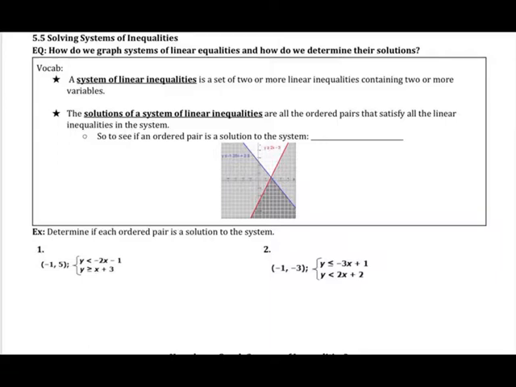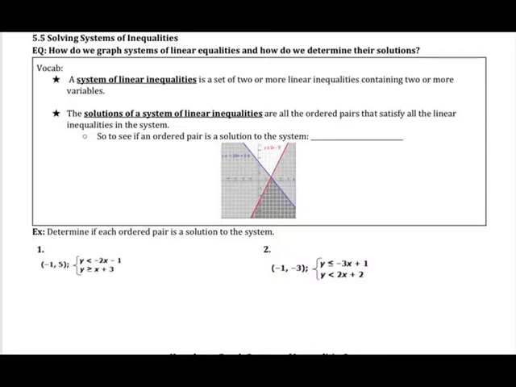The last section in Unit 5 is about a system of inequalities. So we've talked about lines, we've talked about linear inequalities, we've talked about systems of equations, and now we're going to tie all of those things together in a system of inequalities. So our essential question today: how do we graph a system of linear inequalities, meaning we're still working with lines, and how do we determine their solutions?